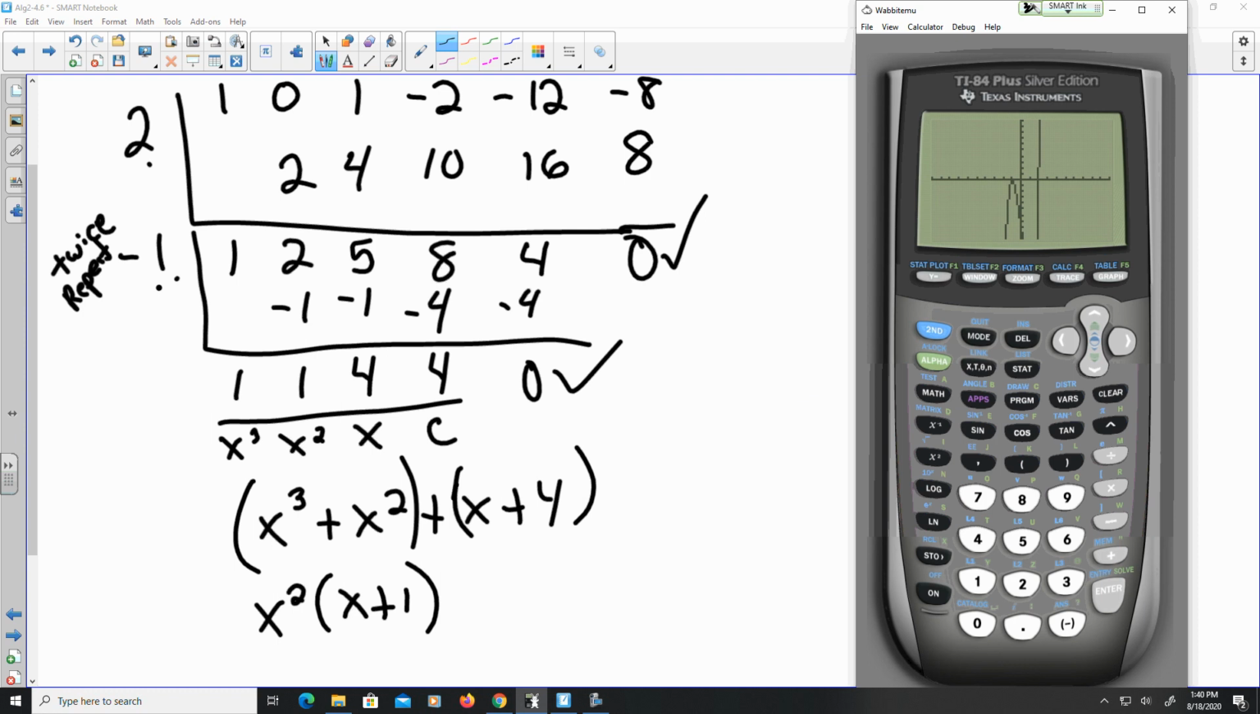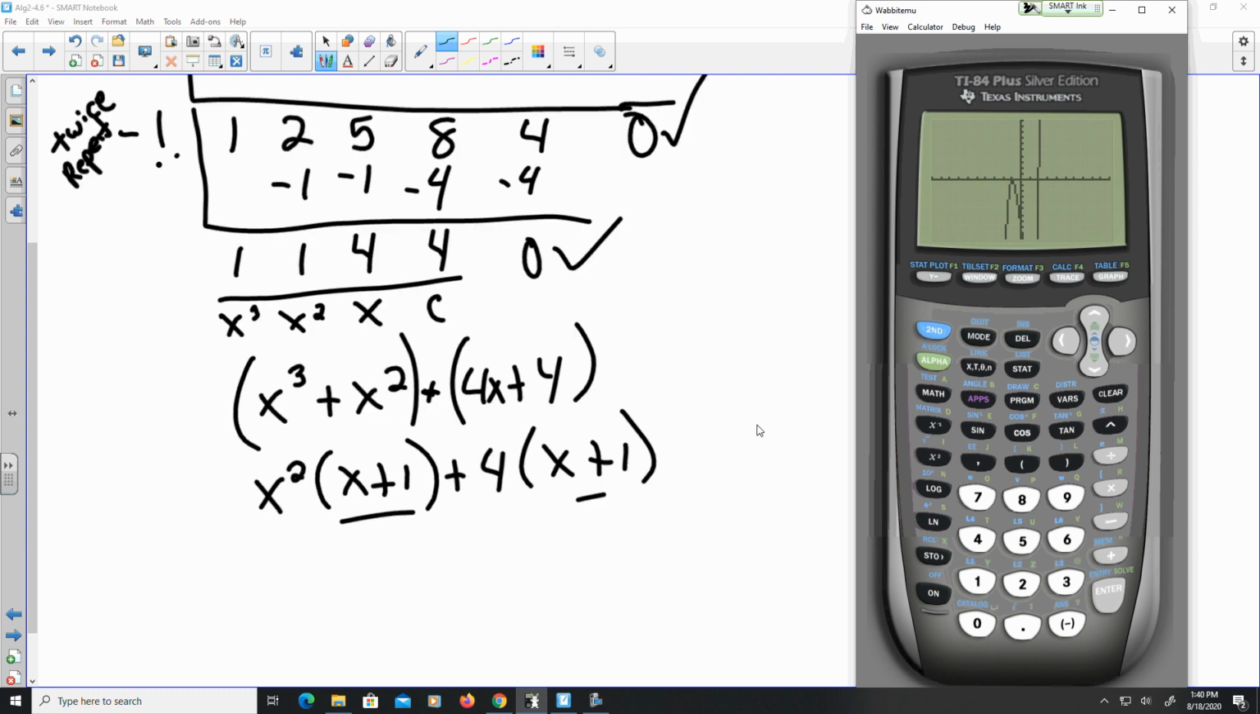Oh, this will be 4, plus 4x. And then I can take out a 4 here, and this would be x plus 1. So they're the same here and the same here. So now I can take x plus 1 times the quantity of x squared plus 4.